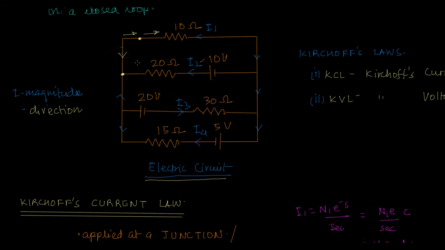Okay, this point is a junction. And what do we see? This I1 comes in here and this I2 comes in here. Now, this also cannot come like that. This indicates electrons leaving in that direction. This also indicates electrons leaving in that direction. So from a junction, if all the electrons are leaving away, who is supplying those electrons?